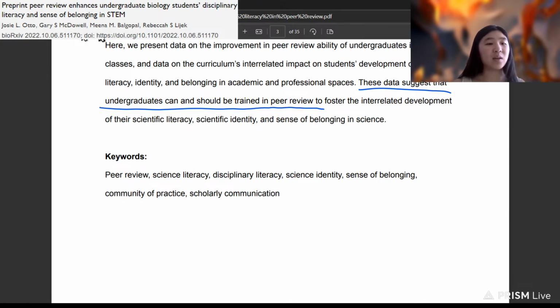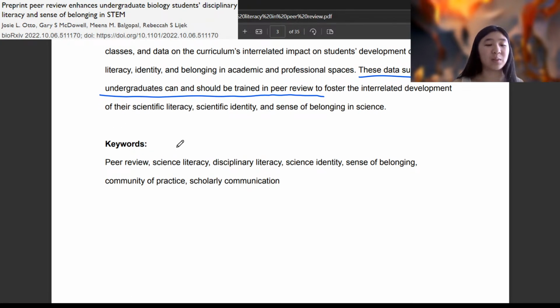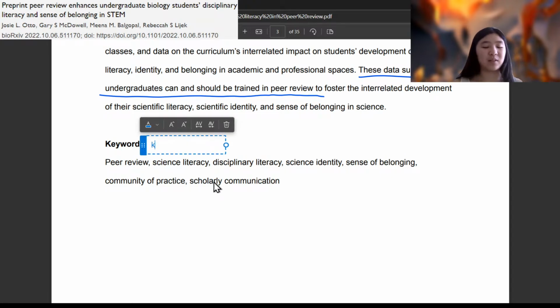Okay. So these keywords are generally used for search engines. If you search these terms in a search engine like Google or Google Scholar, this just helps the search engine find this research article. The keywords this one is based on are peer review, science literacy, disciplinary literacy, science identity, sense of belonging, community of practice, and scholarly communication. So keywords are used by search engines to find research articles.